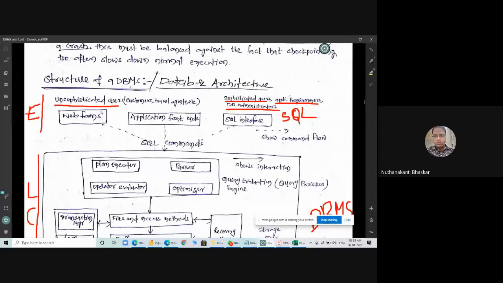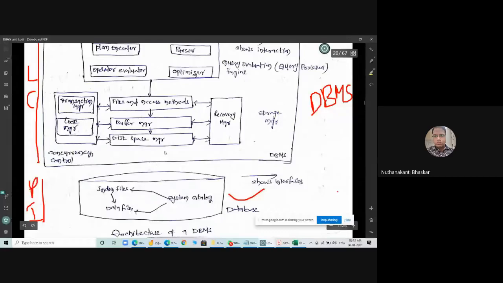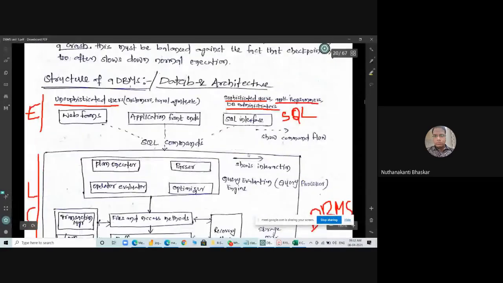They are going to interact through graphical user interfaces, so they use high-level English language to interact with the database, or maybe access the database. But these sophisticated users are the technical guys. They know SQL, so they are going to give instructions in the form of SQL. That platform is the SQL interface. Now clear everyone, sophisticated users and unsophisticated users in the external level and their platforms? Clear?